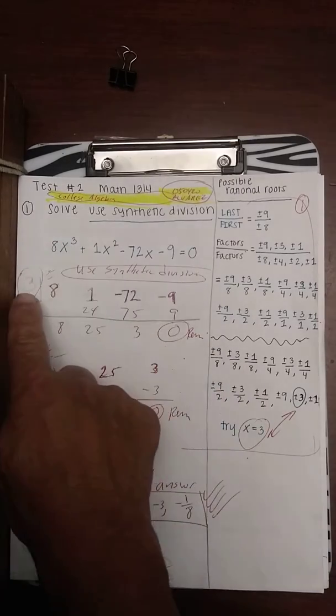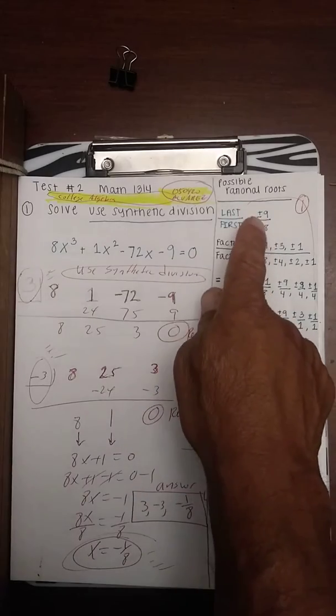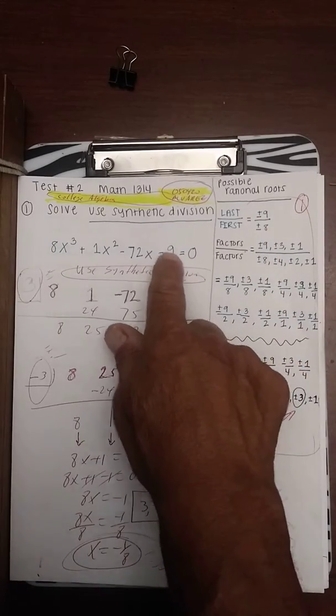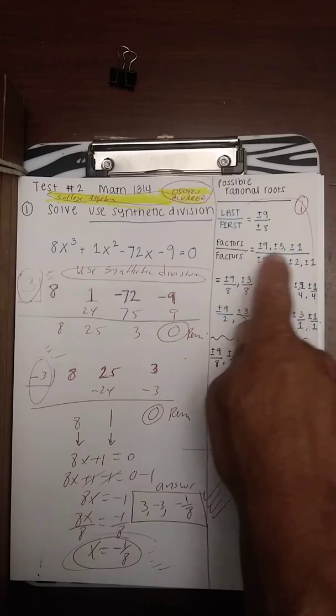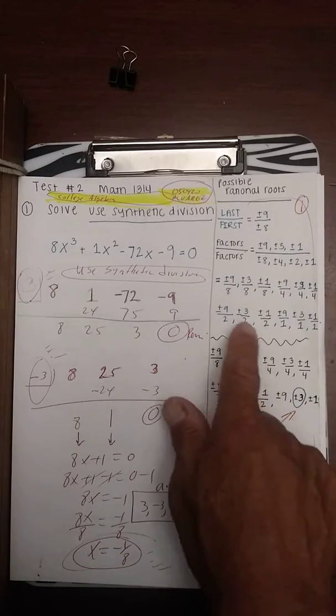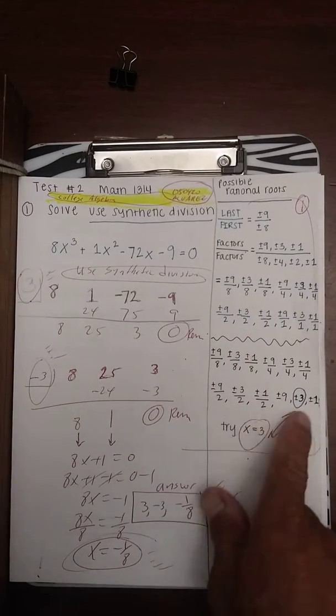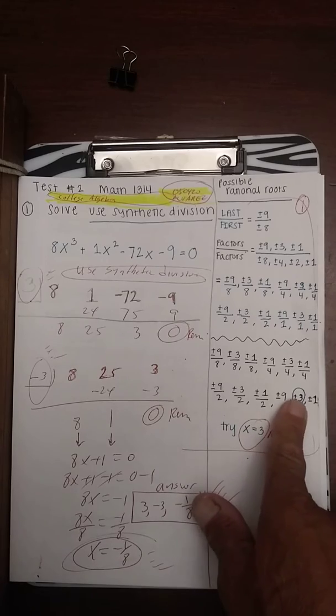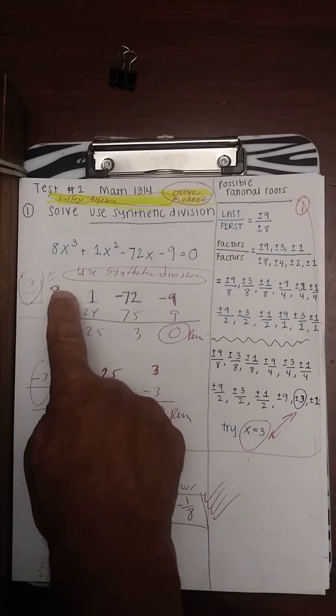Try 3. Well, the way I found this is I looked at all the factors of the last, or the first, and factored them out, found all the possible combinations, and ended up with these numbers right here. But I'm going to start with 3. 3 goes in there. 8 goes on here.